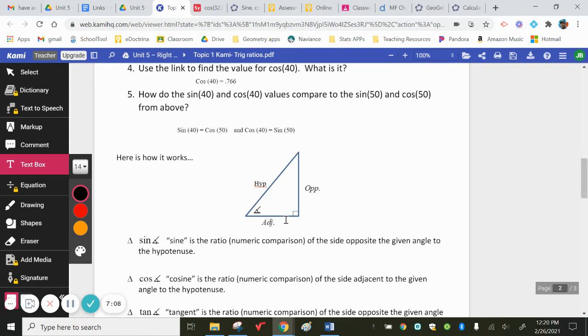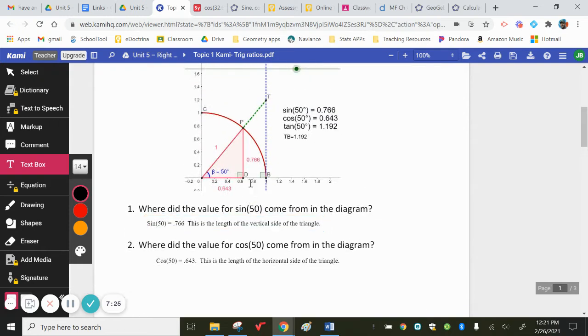And so how it works is the sine is not only the length of the vertical side, the side opposite of that angle, it's actually a ratio. It's a ratio of the opposite side with the hypotenuse. What do I mean by ratio? Well, see here, the sine of 50. This opposite of 50 degrees is the vertical side. If this is my angle, which they're calling by the Greek letter beta, this is the side opposite of that angle. And the side opposite is 0.766, but that's in a ratio with the hypotenuse length 1.